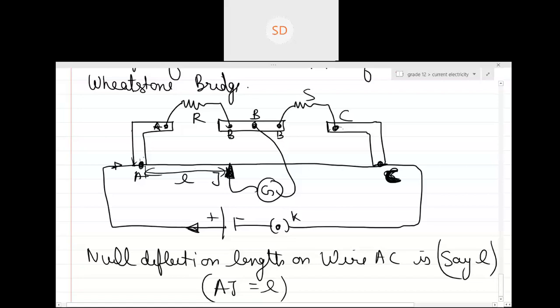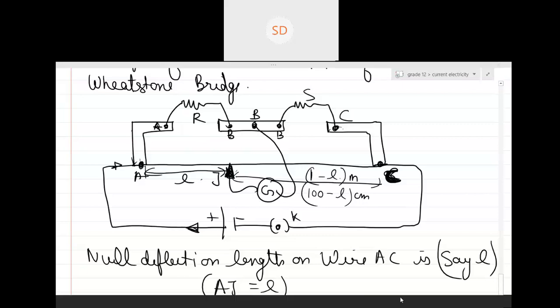then can you see the resistance of AJ and this R will be in ratio with this S and this. Since it's a meter length wire, if this is L, then this will be 1 minus L. Or if you have taken L in centimeter, then you'll take 100 minus L. It's up to you. 1 minus L meter or 100 minus L centimeter. Okay?